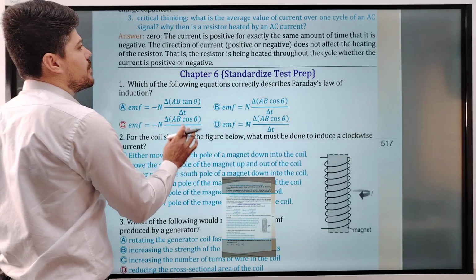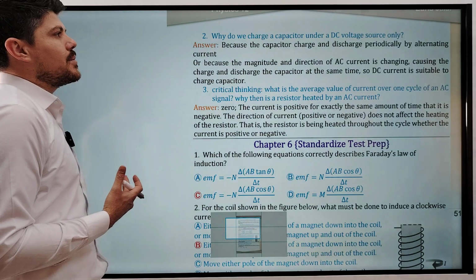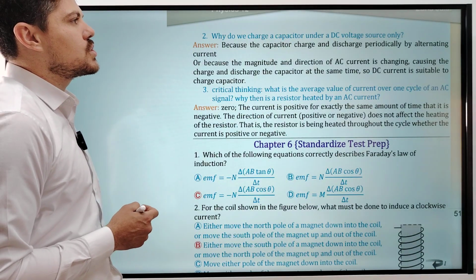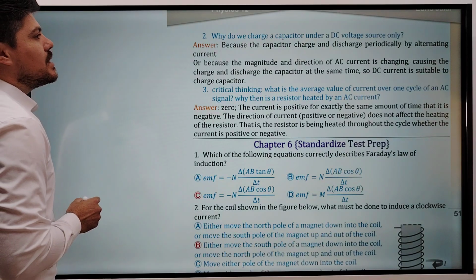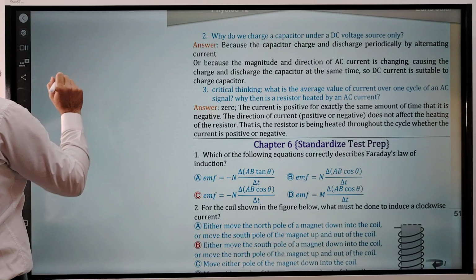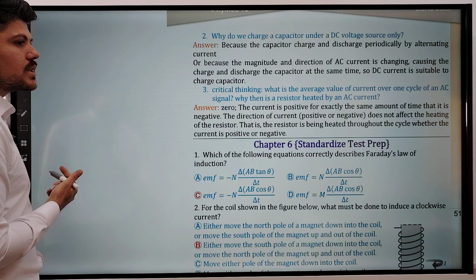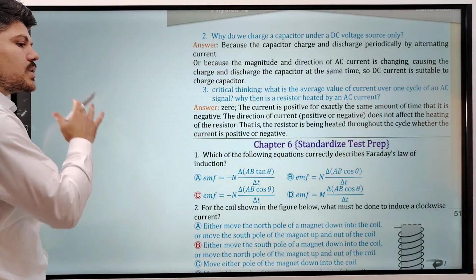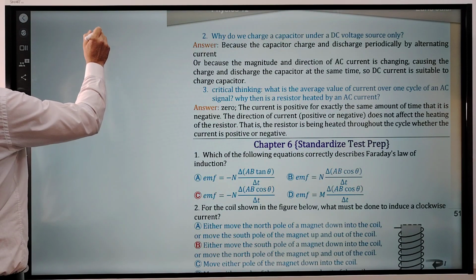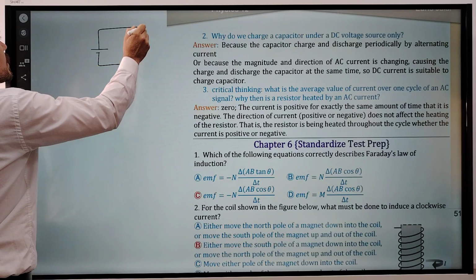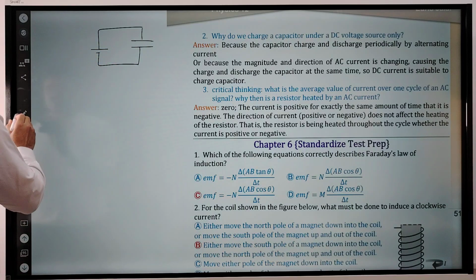Okay, question 2. Why do we charge a capacitor under a DC voltage source only? The capacitor can be charged under DC voltage because in a DC source, the current flows in only one direction, and the current is at its maximum value always. For example, if we connect a battery with a capacitor, this capacitor becomes charged.